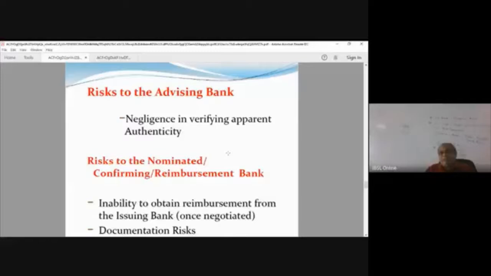Is it a must that the advising bank should verify the authenticity of the LC? Yes, it is a must, right? If they have not done that, that's a negligence, right? Then who is responsible? Advising bank, right? Okay. Risk to the nominated confirming reimbursement bank: inability to obtain reimbursement from the issuing bank once negotiated.